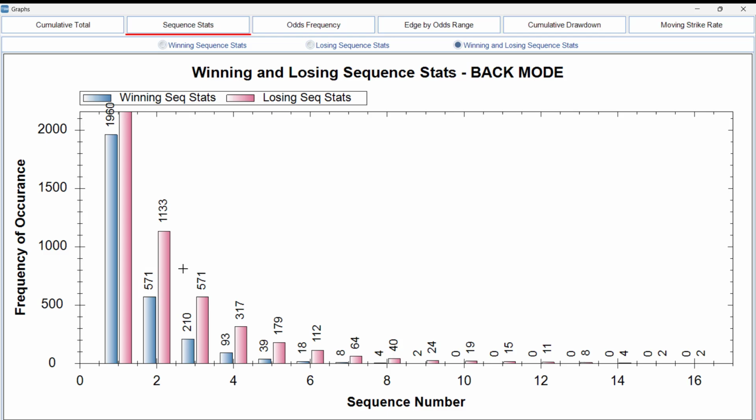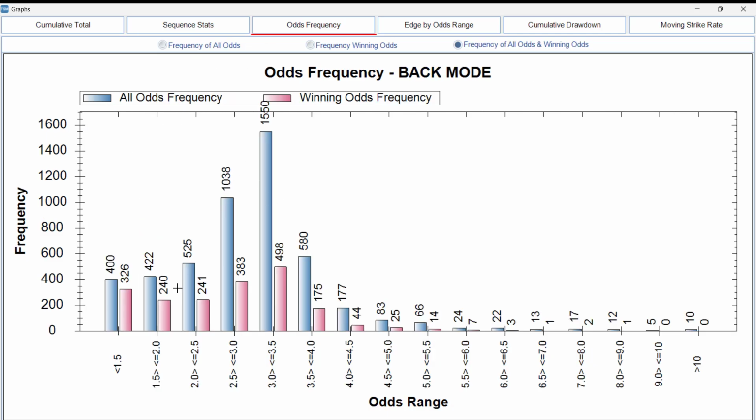And it has lots of other graphs that can be useful to look at, like seeing the winning and losing sequences of your data, seeing the odds frequency, like what kind of odds is your system usually getting, and you can see all the odds and also the winning odds. For example, here, this system mostly bets between the 2.5 and 3.5 range, and most of the winning bets coming in the 3 to 3.5 range.